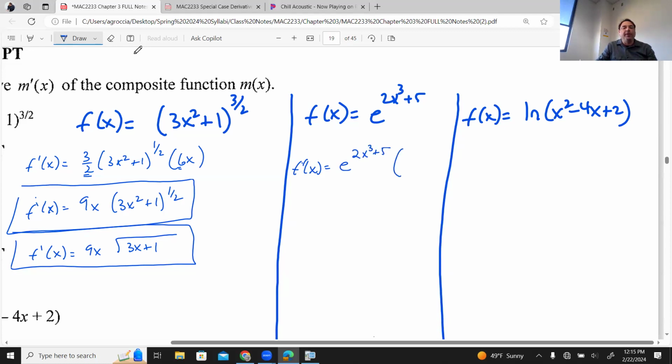Step 2, derivative of the exponent, 6x squared. So if I was going to rewrite this, the way it is okay, but I would probably put 6x squared e to the 2x to the third plus 5. Put a little dot in between if that helps you as well. Questions on the second? Nice catch. Don't forget the squared here.